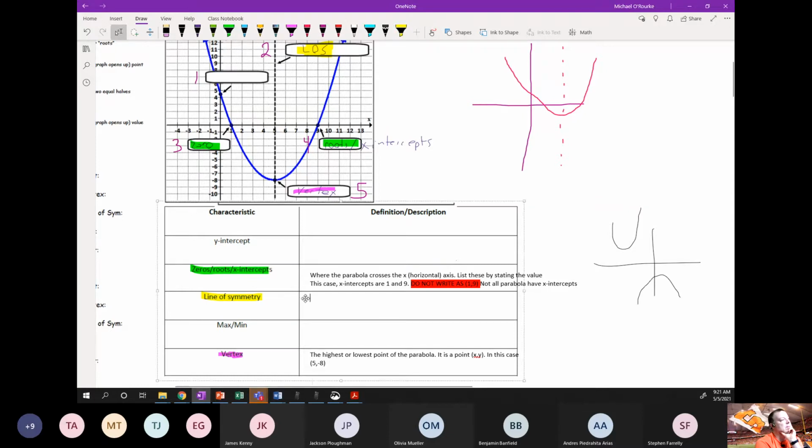So the line of symmetry is the vertical line that splits the parabola. Okay. You write it as x equals something. So for this one, it would be x equals 5. Okay.